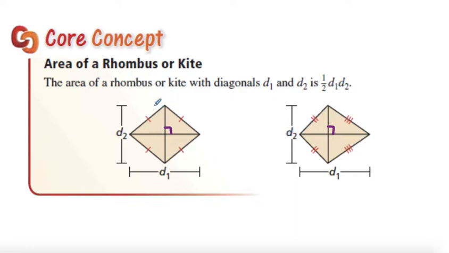For a rhombus, like this one, the diagonals bisect one another as well. So this would be congruent with that side, and this length is congruent with this length. But for a kite, unlike this one, the only congruent pair is that this is congruent with that. So keep those in mind when we go into these problems.